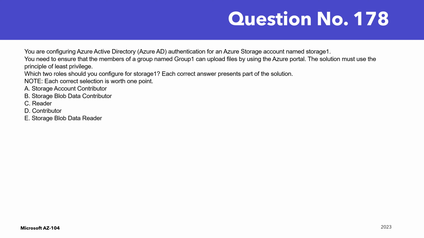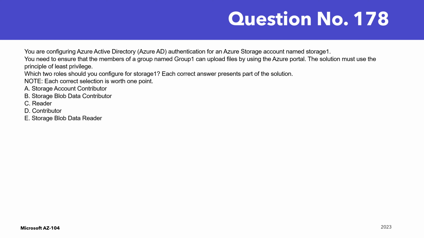You are configuring Azure Active Directory, Azure AD, authentication for an Azure storage account named Storage1. You need to ensure that the members of a group named Group1 can upload files by using the Azure portal. The solution must use the principle of least privilege. Which 2 roles should you configure for Storage1? Each correct answer presents part of the solution. Note: each correct selection is worth 1 point.